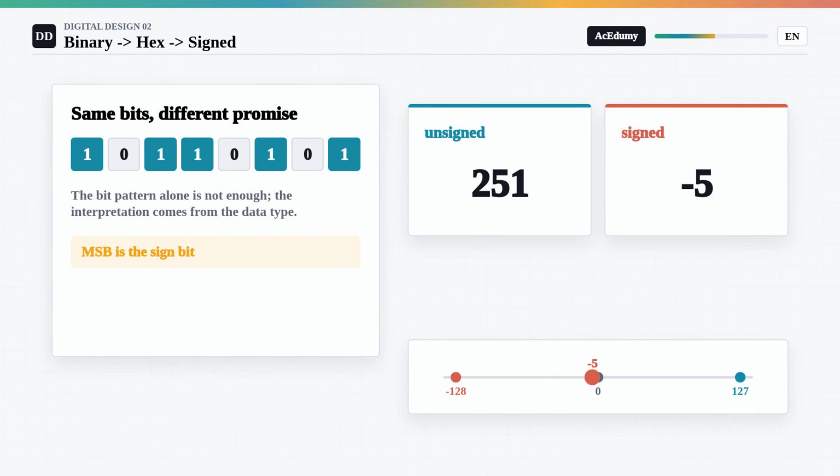Now comes the important warning. A bit pattern does not carry its meaning alone. Meaning comes from the contract, or in software terms, from the data type. The pattern 11111011 can mean 251 if you read it as unsigned. But in an 8-bit signed 2's complement system, the same pattern means -5. Same bits, different promise. That is why digital design keeps asking, what does this pattern represent here?